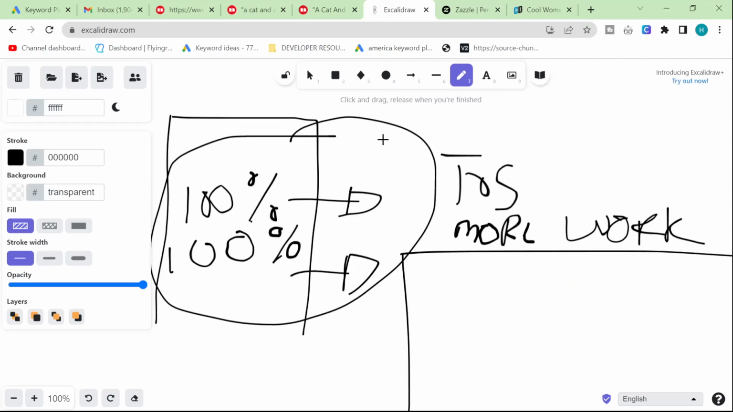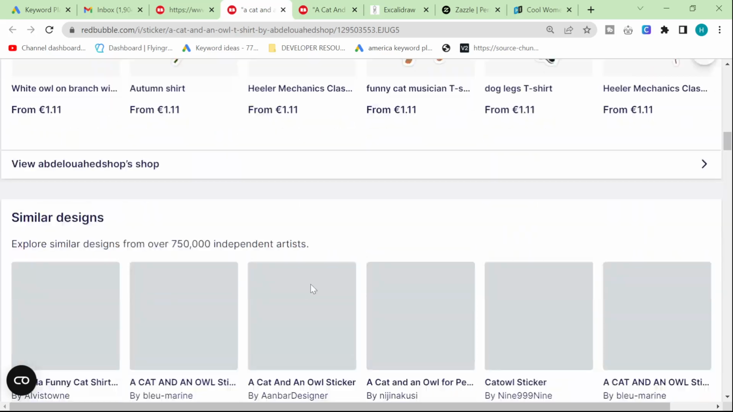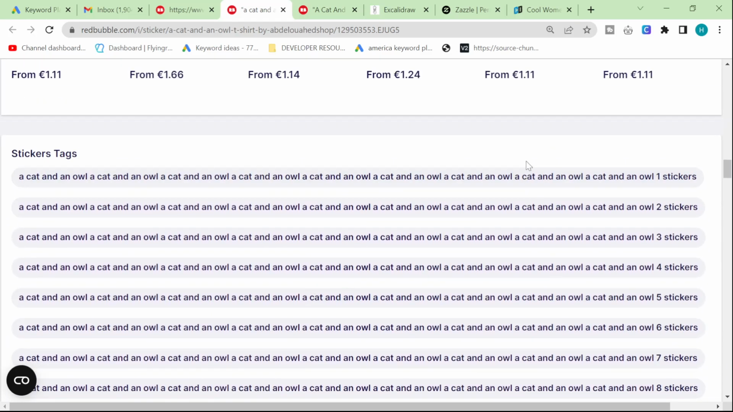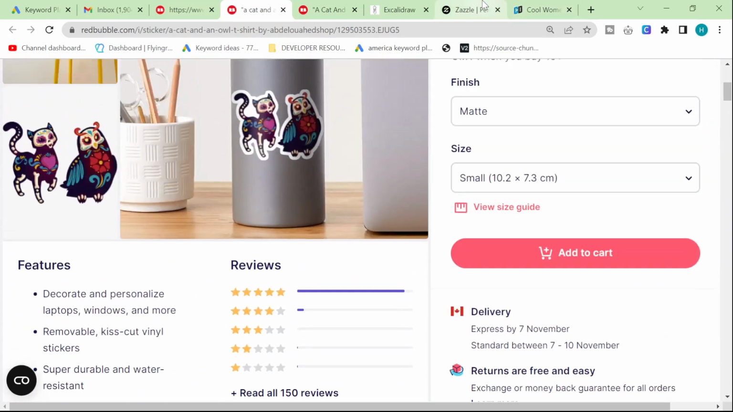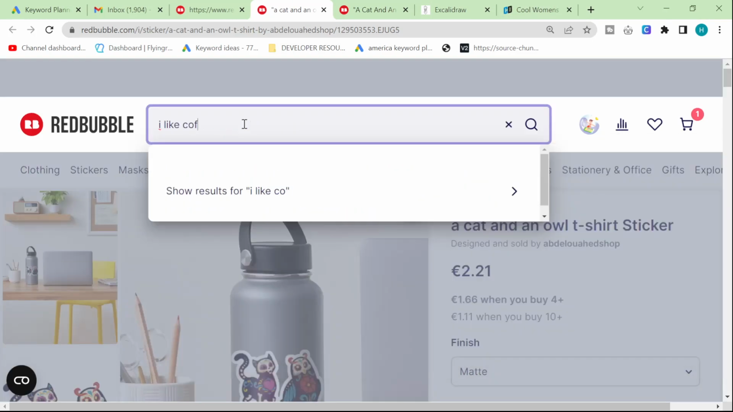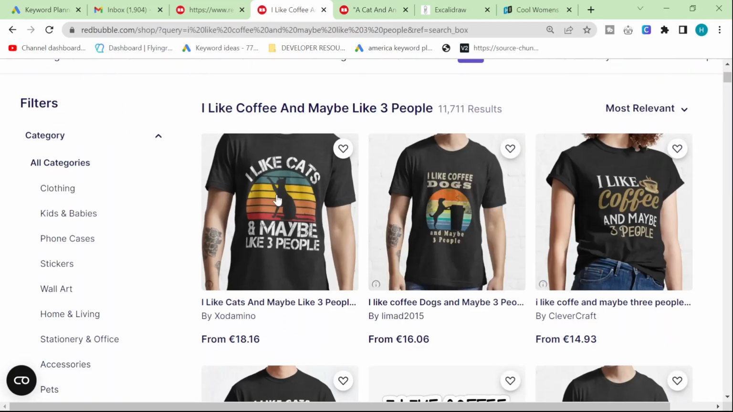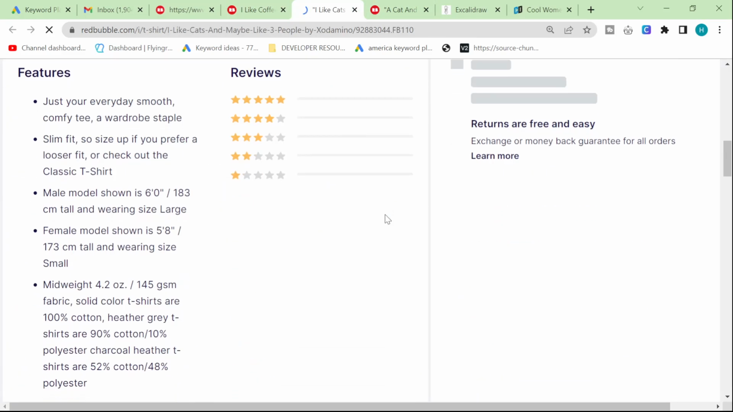It's more complicated, it's more work, but the rewards are much, much higher, especially with what's happening on Redbubble with this problem with tag spamming. I guarantee if I take the same keyword, so I like coffee, and maybe like 3 people. I really hope this is going to work. This is a live test, guys.